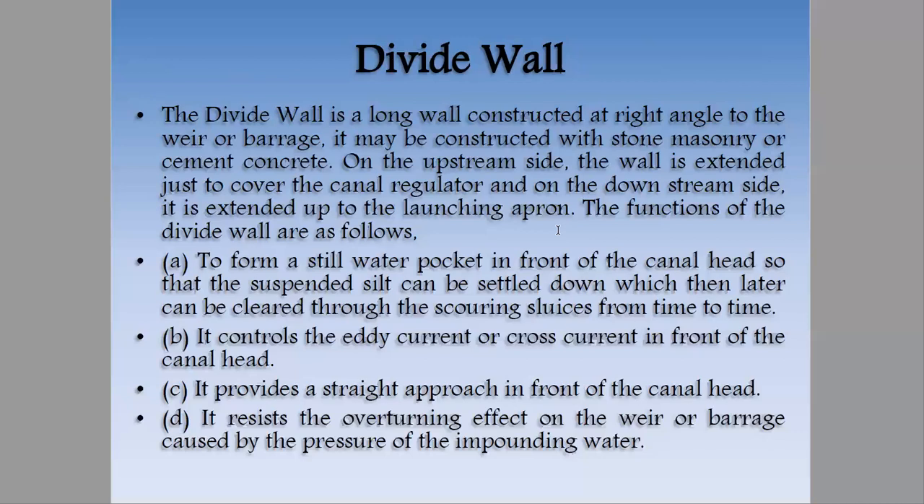Okay, so what are the points? It serves the function of pockets that could lead to the settlement of suspended silts, and later it can be removed by scouring effects from time to time. Then the second point is it controls the eddy current or cross currents in front of the canal head. The third point is it provides a straight approach in front of the canal. Okay, and the last part is it resists the overturning effects.